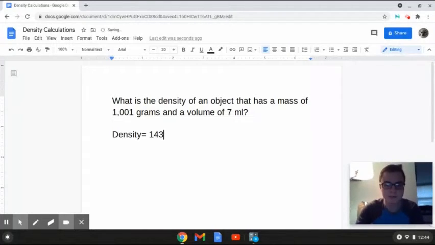And remember, we need to include the units, so the units in this case are grams per milliliter. So the answer for this problem for the density is 143 grams per milliliter, because if we take a look, the mass is measured in grams, and the volume for this problem is measured in milliliters. So if we put the two together, we get grams per milliliter. And that is how to solve this problem. So I'm going to be doing one more with you guys.